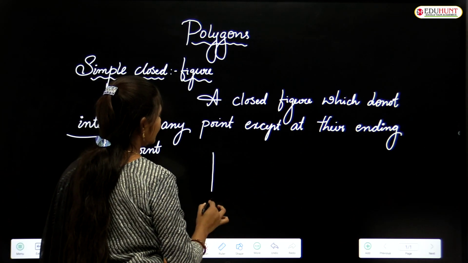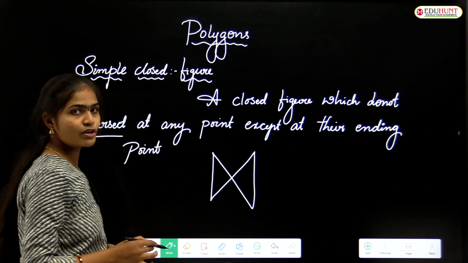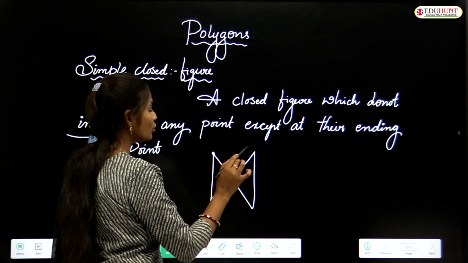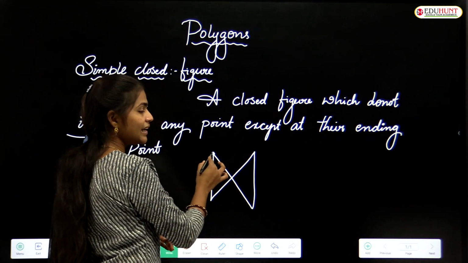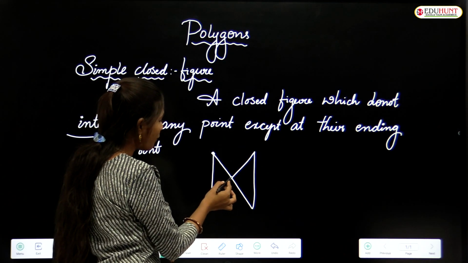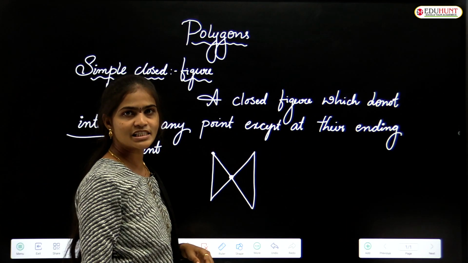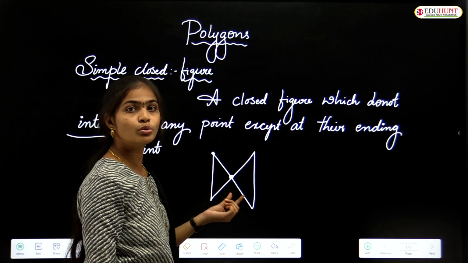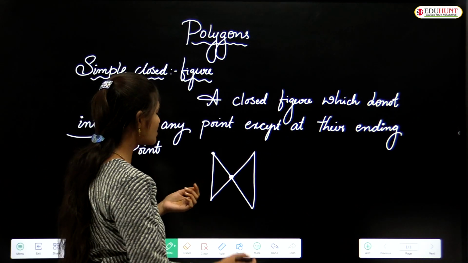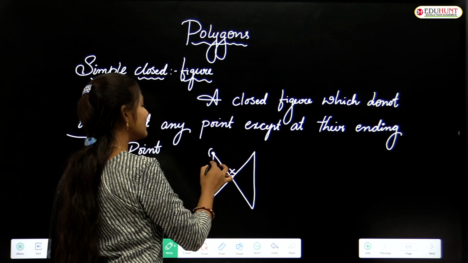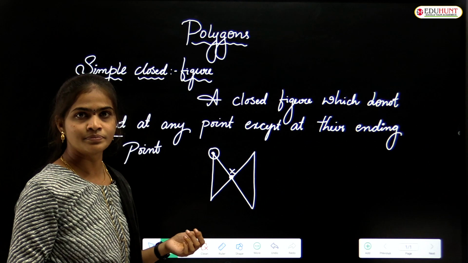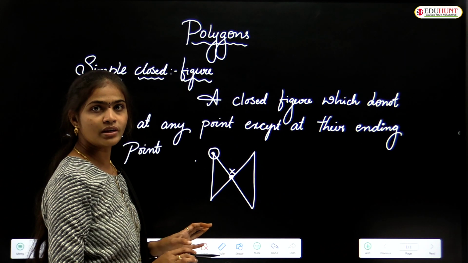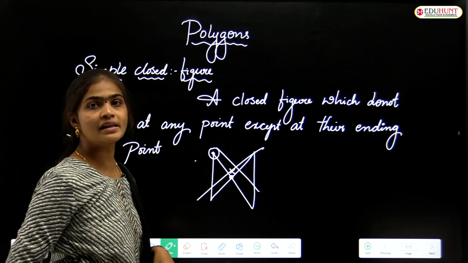Just see, this is one of the pictures I drew previously, no? This is a closed figure, but observe that this closed figure has two different points. Here the starting point and ending point are the same, but some other point is also formed here. That is the intersection point. So this is an intersection point, and here is the starting point and ending point. This type of figure we call just a closed figure. These types of figures are not simple closed figures.